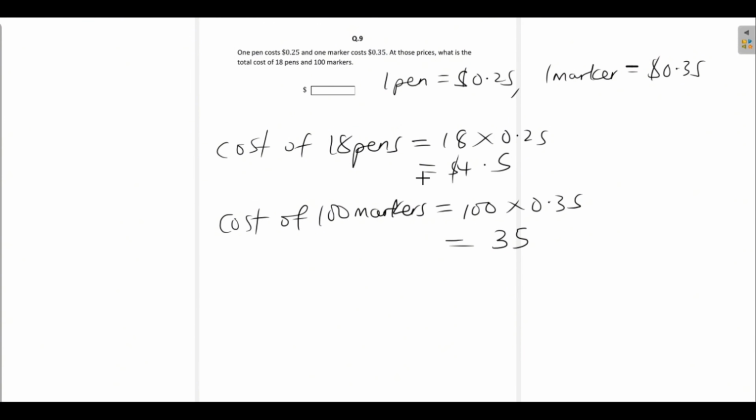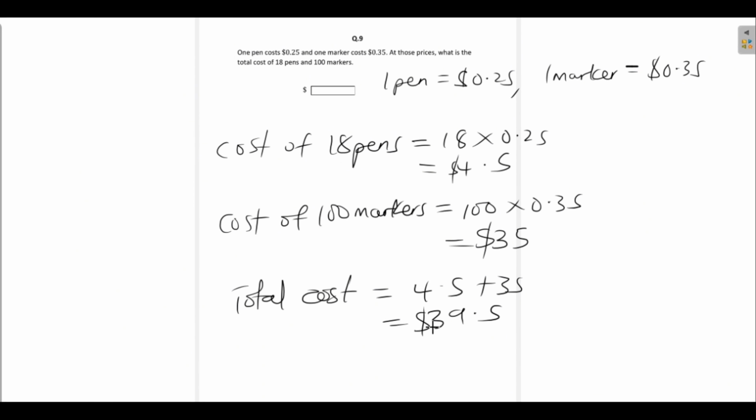So the cost of buying 18 pens is $4.5. And the cost of buying 100 markers is $35. Now to get a total cost, we add each of these costs. So the total cost is simply going to be 4.5 being added to 35. And what is 4.5 being added to 35? That is going to be 39.5. So the total cost of purchasing 18 pens and then 100 markers is $39.50.